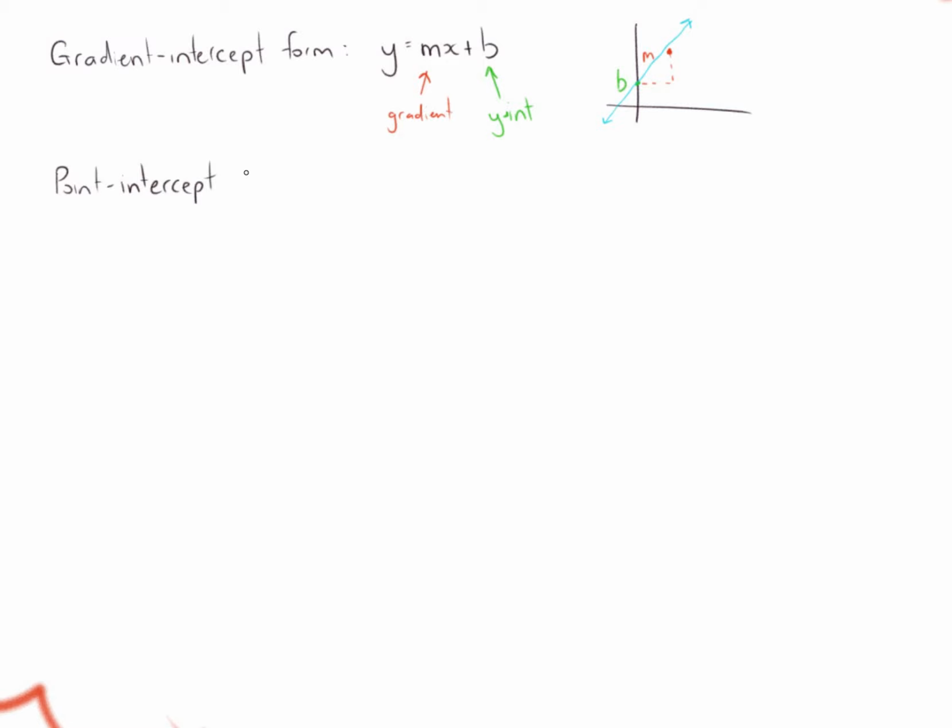In this case, we can use the point-gradient form. This is written as y minus y1 equals m outside of x minus x1. So this is used when we have some gradient m and some point x1, y1.